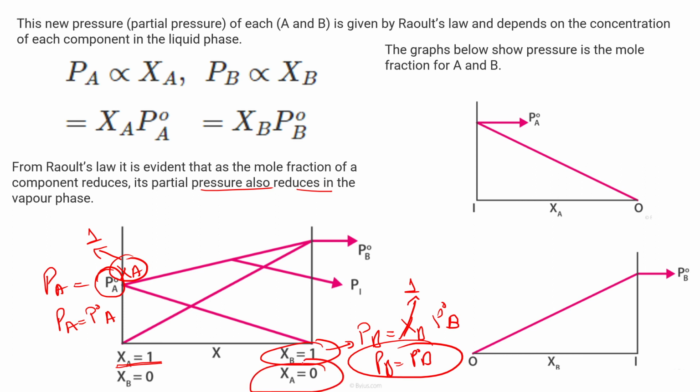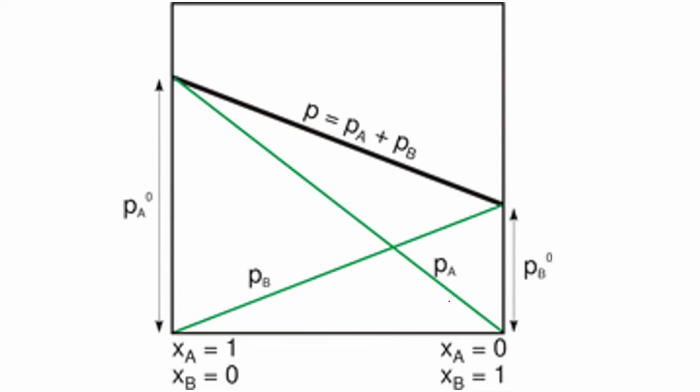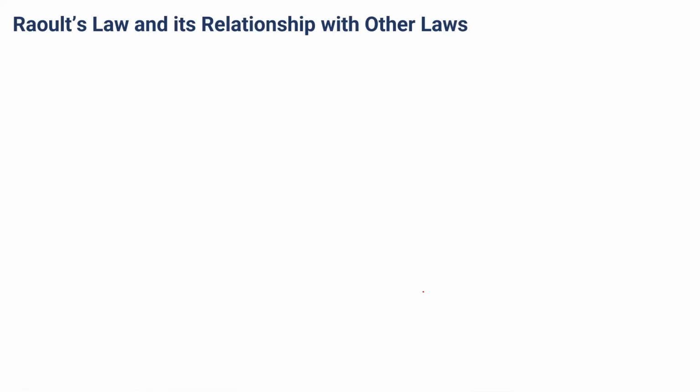Okay, if the mole fraction of A is equal to 0, then the partial pressure of A is equal to 0. And if the mole fraction of B is equal to 0, in that case the partial pressure of B is equal to 0. And the line in between defines the total pressure P total, which is equal to PA plus PB. Okay. Now this is the same graph that we discussed in the previous slide. Now we'll try to understand the relation between Raoult's law and the other laws.